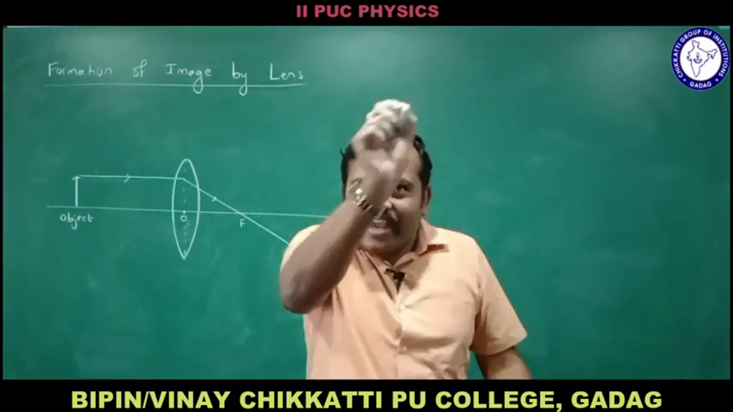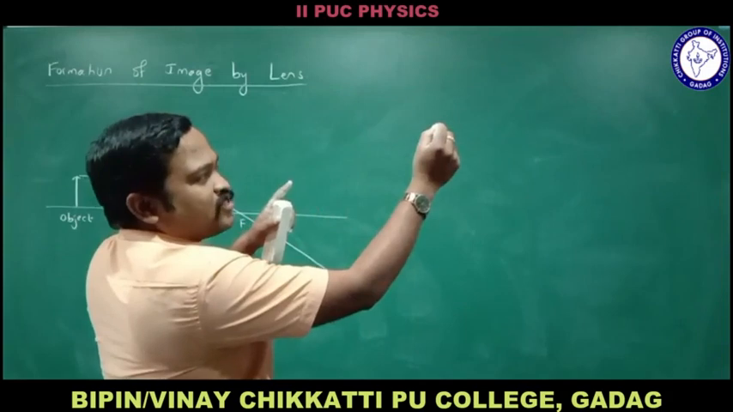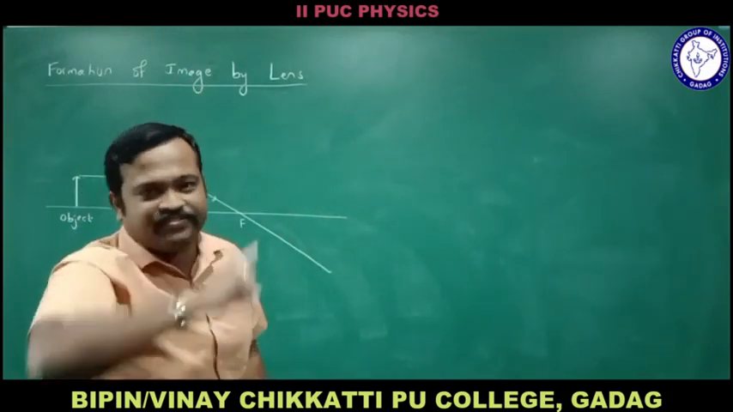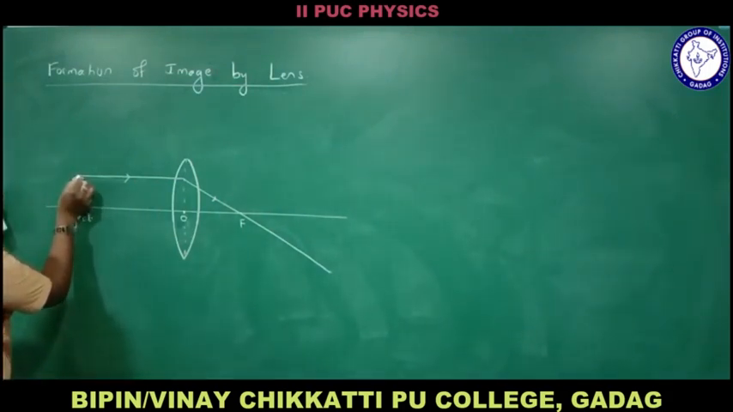Okay, first of all, take a ray which is parallel to the principal axis. If I take a ray parallel to the principal axis, after refraction it passes through the principal focus. This is the first. Okay, second, we will be taking a ray which passes through the optic center.